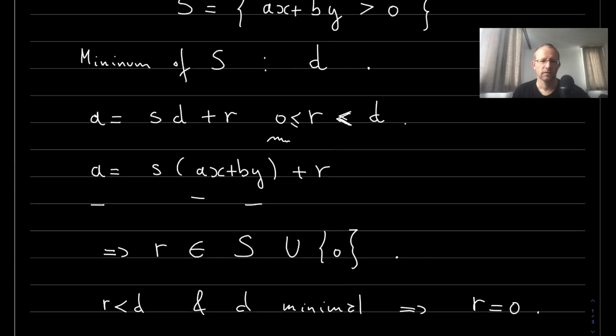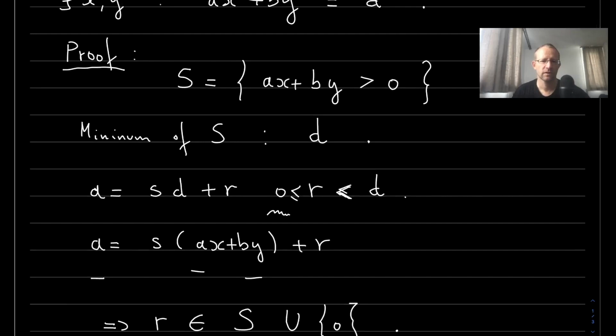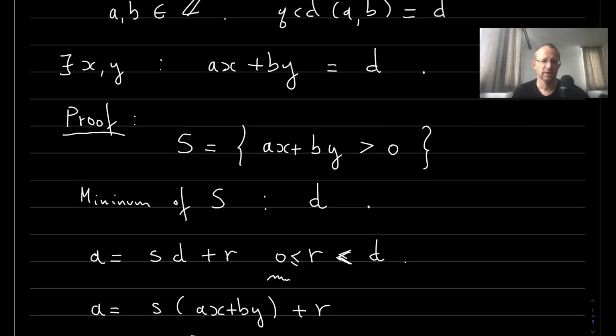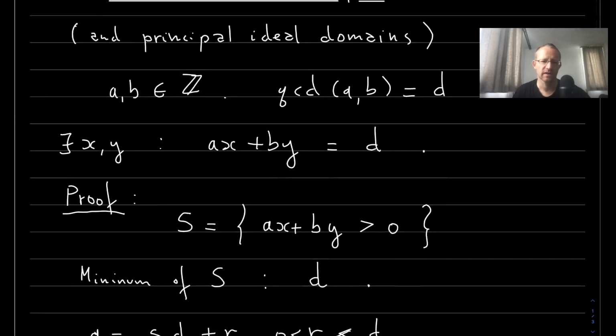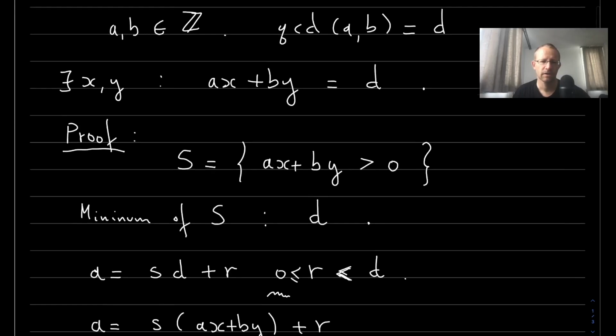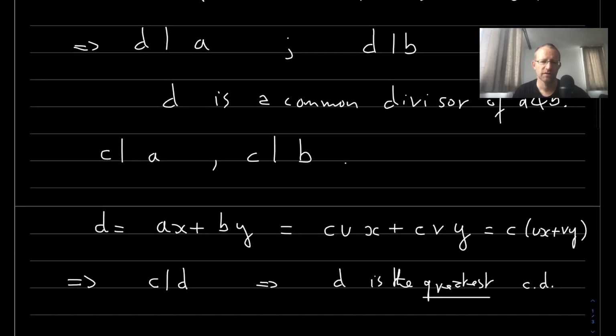Now, therefore, we have proven that the minimal element of this set S, which we call D, is the greatest common divisor, and therefore the greatest common divisor can indeed be written as AX plus BY. So this is the proof of Bézout's identity.